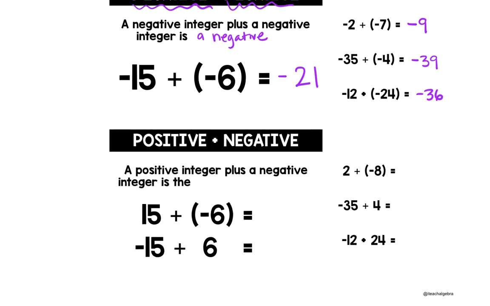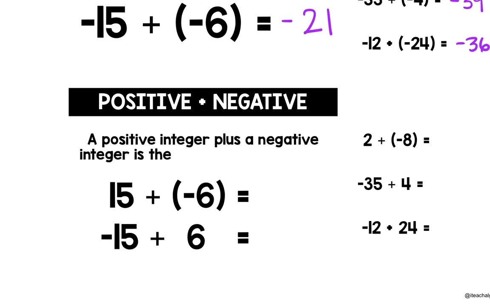But when we're talking about adding a positive and a negative together, we need to think about who's going to win this battle. So let's start with 15 positives and 6 negatives. Who's going to win the battle? The positives are going to win the battle because there's more of them. And when they all match up, there's going to be 9 left over. So a positive integer plus a negative integer, it's going to be the sign that is furthest from 0. In this case, the positives are furthest from 0.